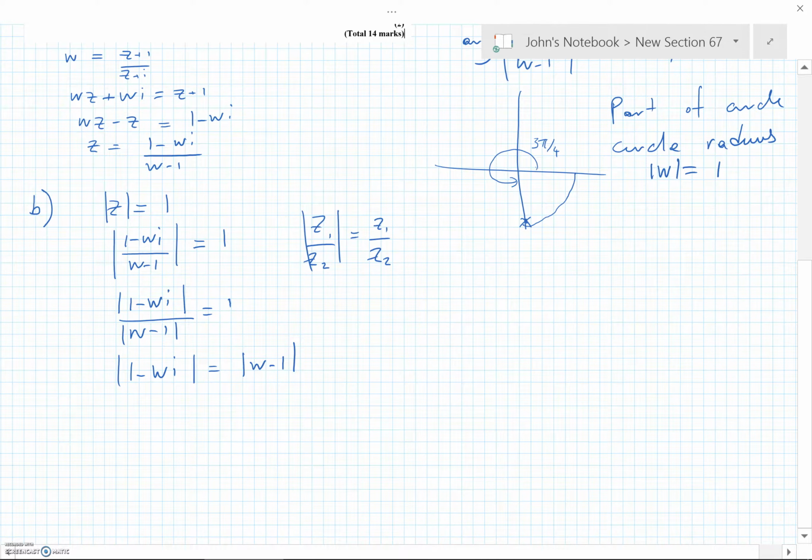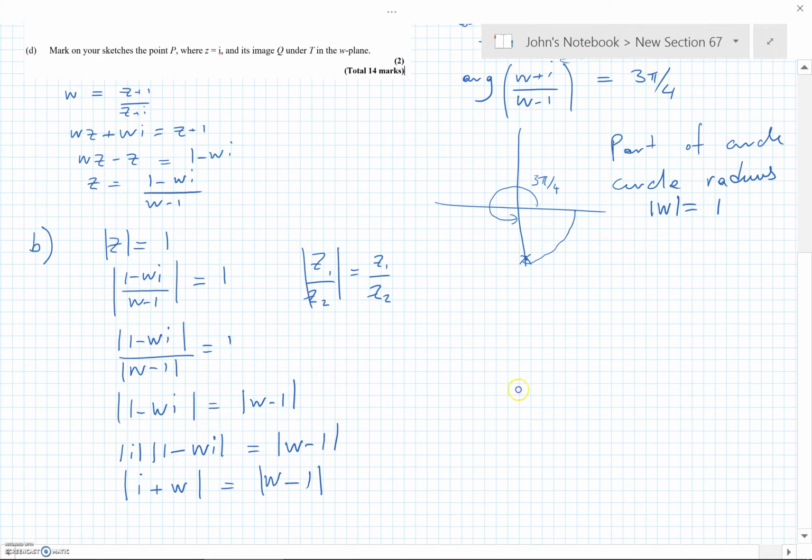And then we can multiply by i, because that doesn't change the truth of this, because that's just basically multiplying it by 1. I can multiply it by anything which has got a modulus of 1, can't I? It's still going to be true. So that's going to be mod i plus w is equal to mod w minus 1. You may think that this is taken, because we've got it, haven't we?